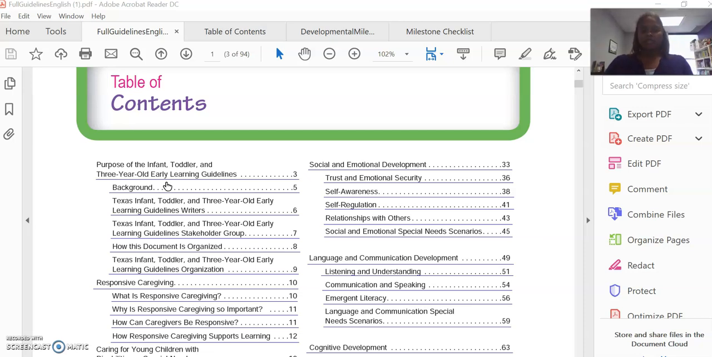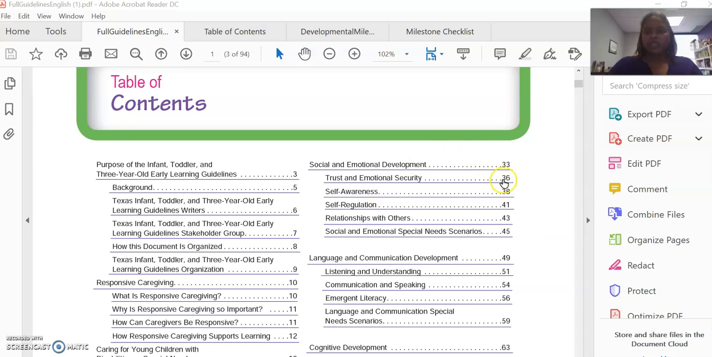But for these guidelines, for instance, this infant, toddler, and 3-year-old one, they have different developmental expectations broken up into different developmental domains. And so this one here, for instance, is social and emotional development. Another one here is language development. Down here you can see there's cognitive development. So they have different developmental domains of what you can expect children to be doing at those different times.